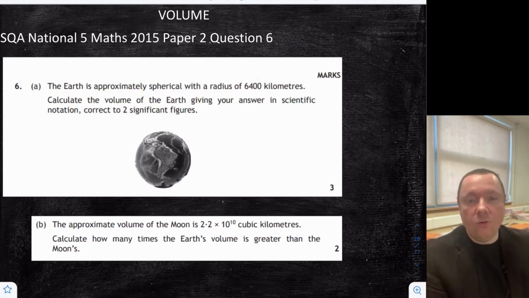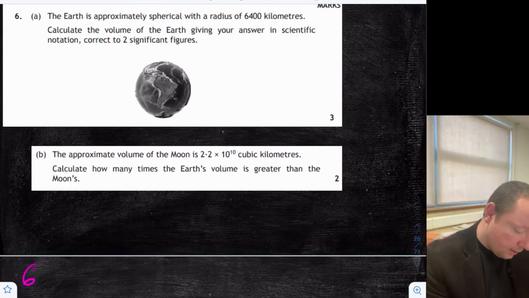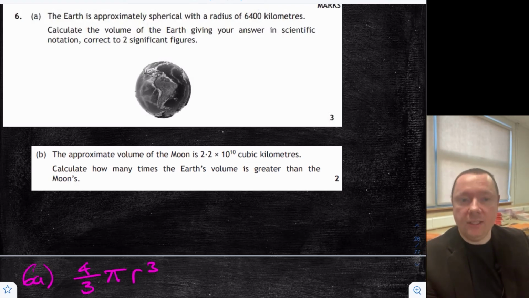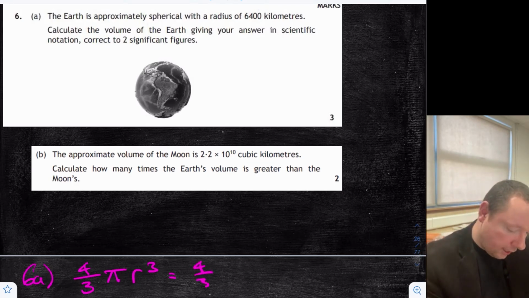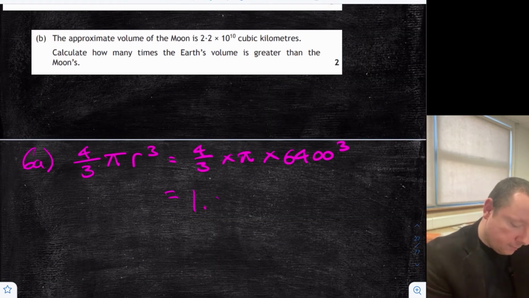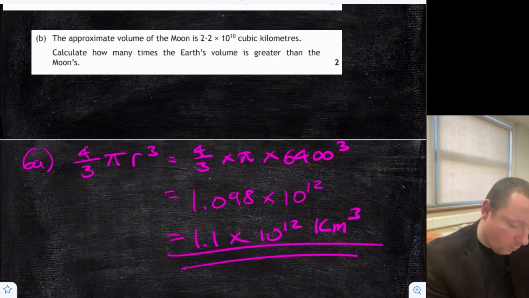Okay, so let's start off with part A, which is a straight volume question. Once we've done part A, we're going to do part B, which is a scientific notation question. 6A, since we're using a sphere, it's 4/3 pi r cubed. Get that from the start of the exam paper. So that's 4/3 times pi times the radius 6,400 cubed. That equals 1.098 times 10 to the 12, which we round to two significant figures. So that's 1.1 times 10 to the 12 kilometres cubed for a final mark.